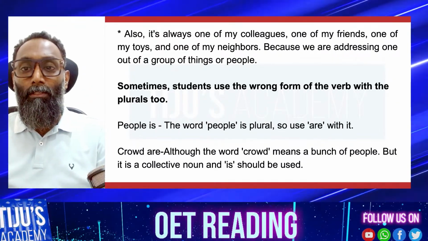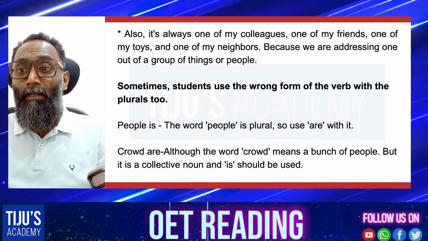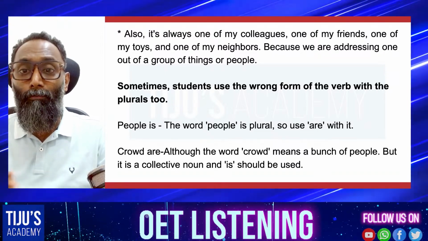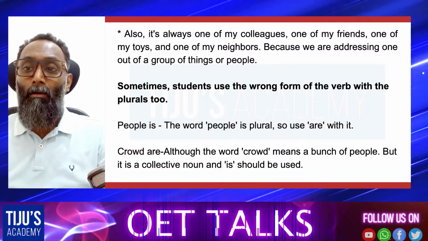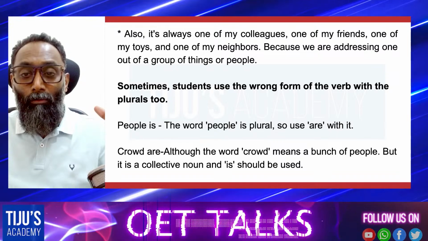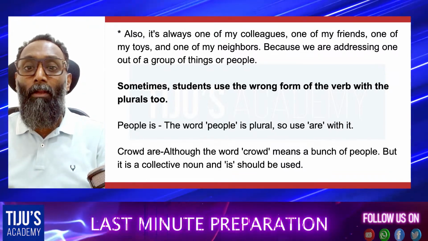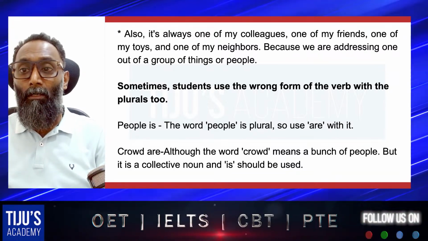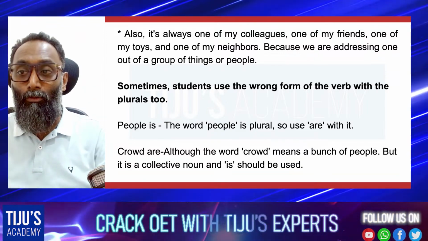Also, it's always one of my colleagues, one of my friends, one of my toys, and one of my neighbors, because we are addressing one out of a group of things or people. So it's always one of my colleagues, one of my friends, one of my toys. When we pick one out of many, it's one of my colleagues, one of my friends, one of my toys, and one of my neighbors. Right? It's not one of my colleague, one of my friend. So when you pick one out of many, it has to be with an S.